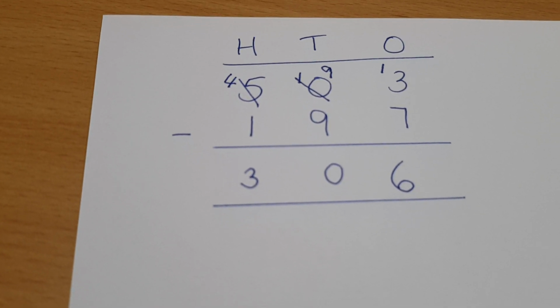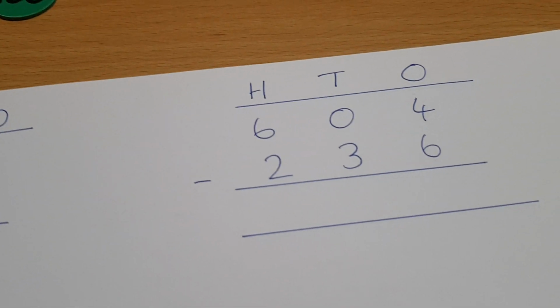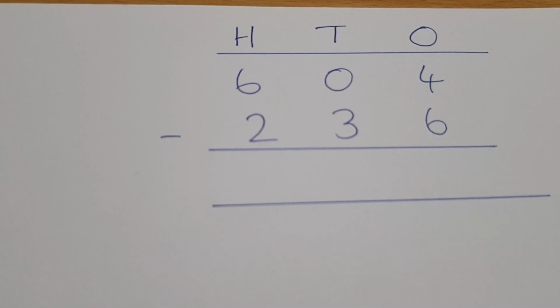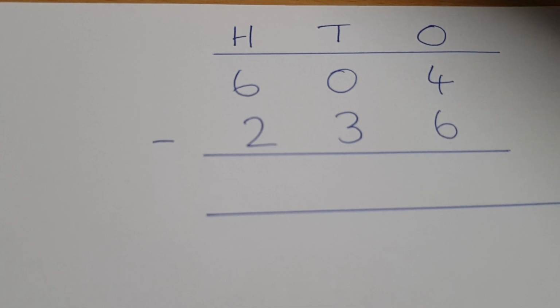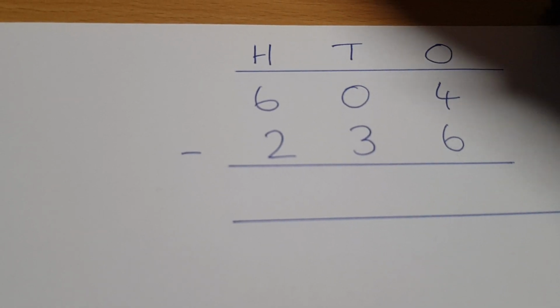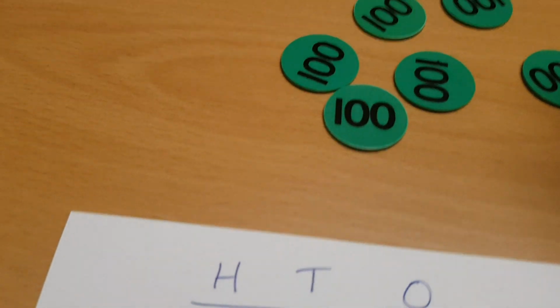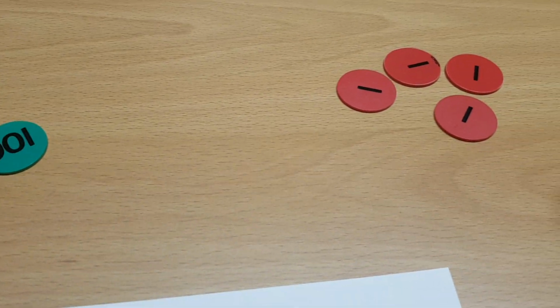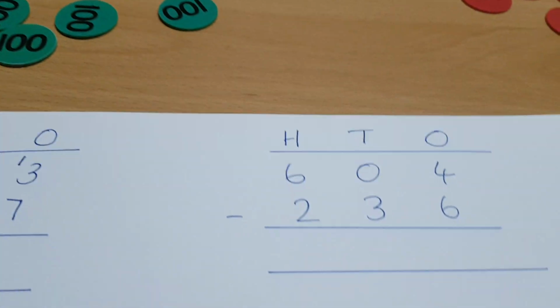All right. Right, let's have a look at one more. We'll just work our way through one more to have a check. So we're going to start off with 604. So we're going to have 1, 2, 3, 4, 5, 600 and 4 ones. Okay, so I've got my 604.